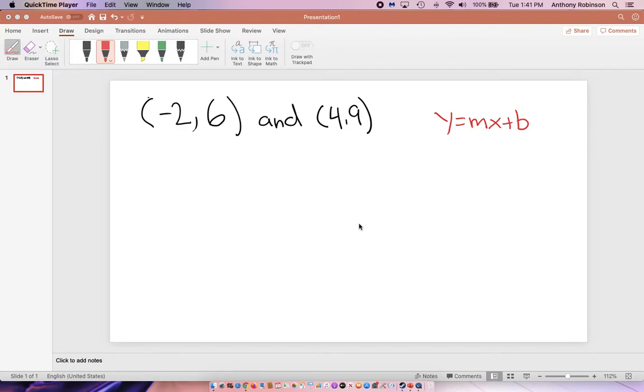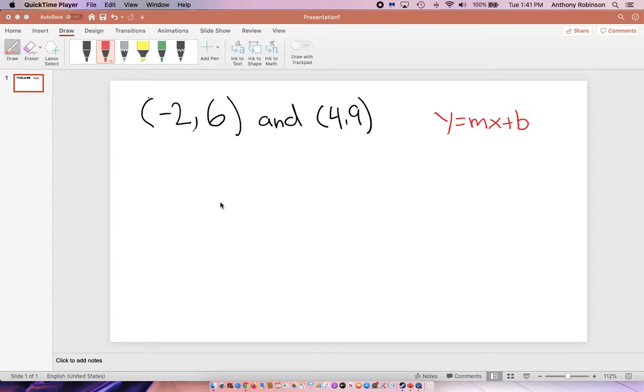The equation for a line that goes to the points negative 2, 6, and 4, 9. First thing we have to remember is we're going to put it in slope-intercept form, which is y equals mx plus b. The m is the slope, the b is the y-intercept. In this case, we don't have the slope or the y-intercept, so we need to start by finding one or the other. The easiest one to find is going to be the slope.